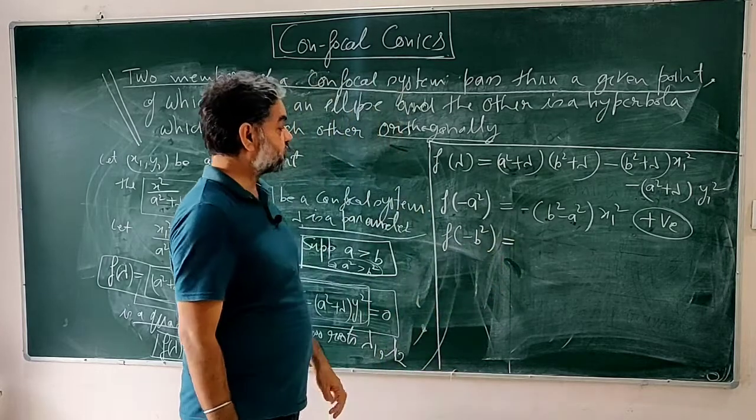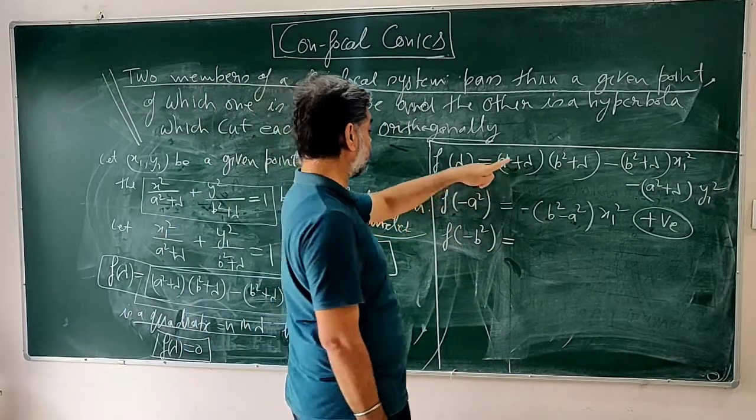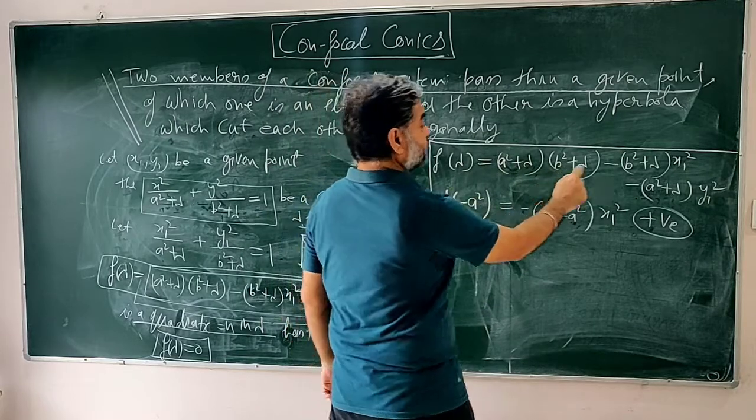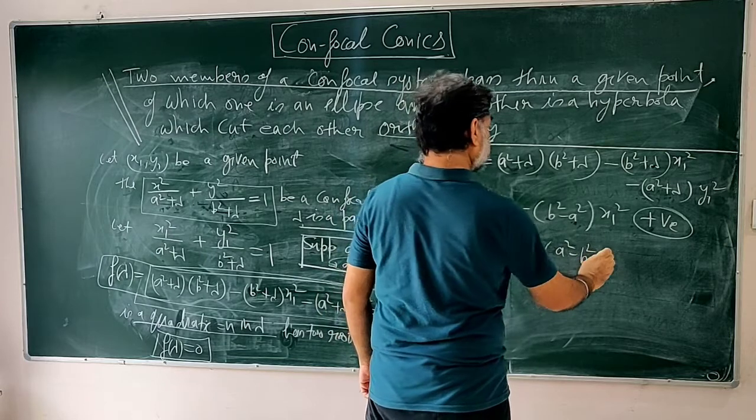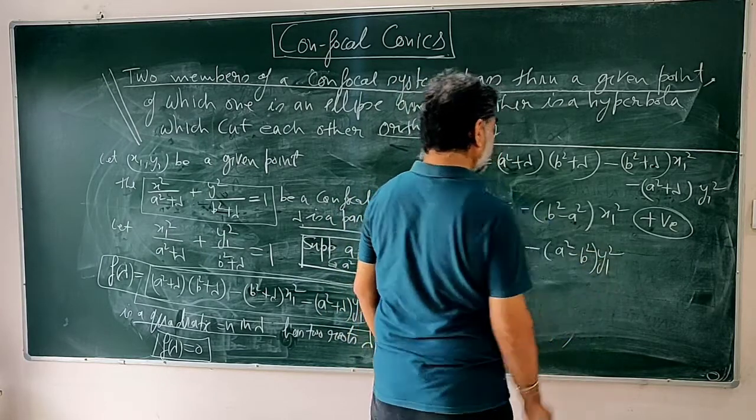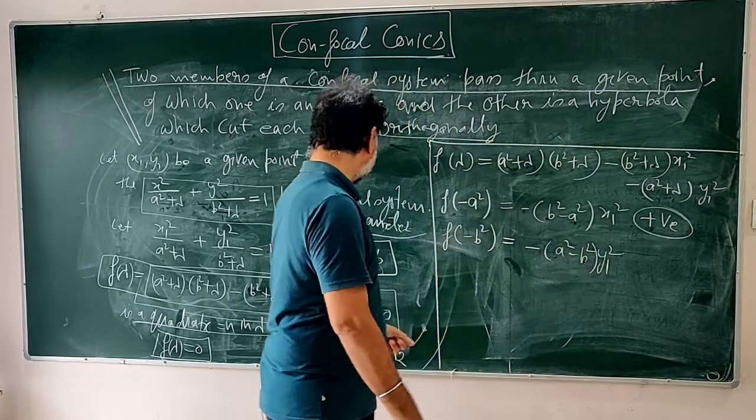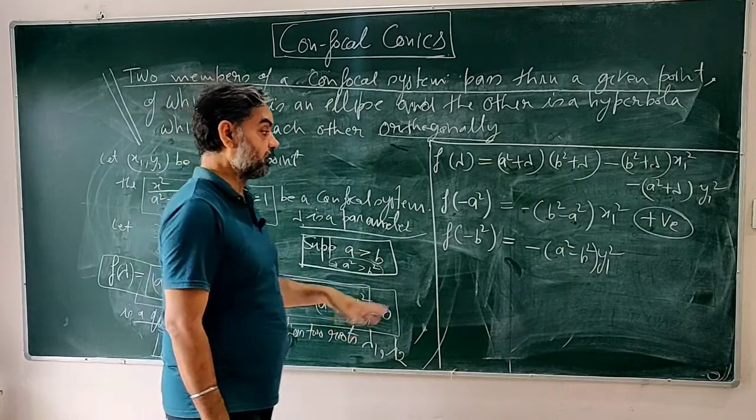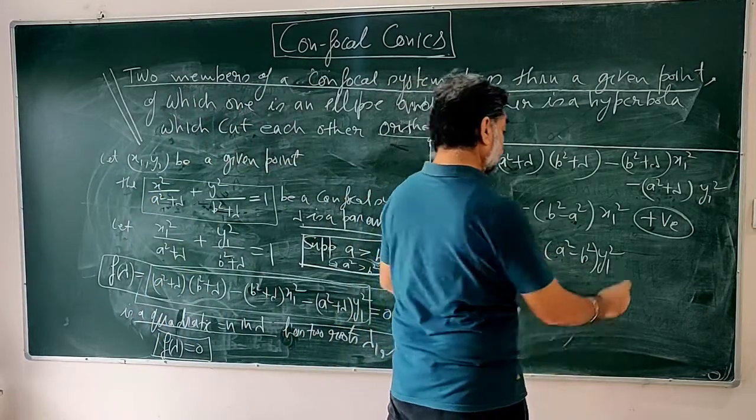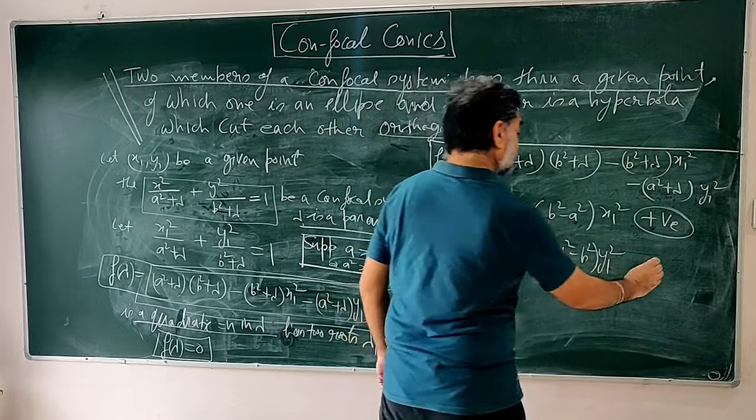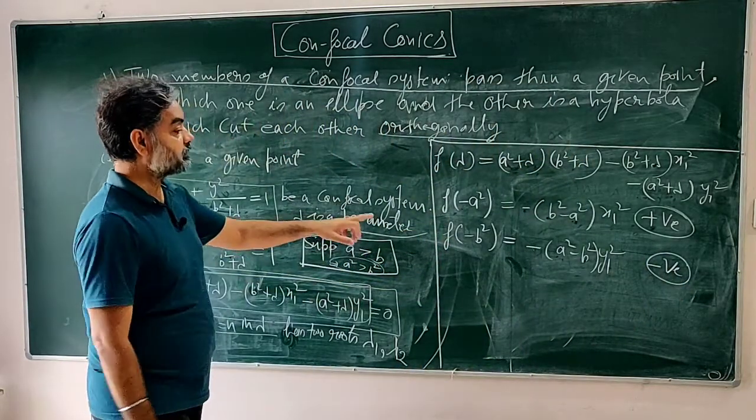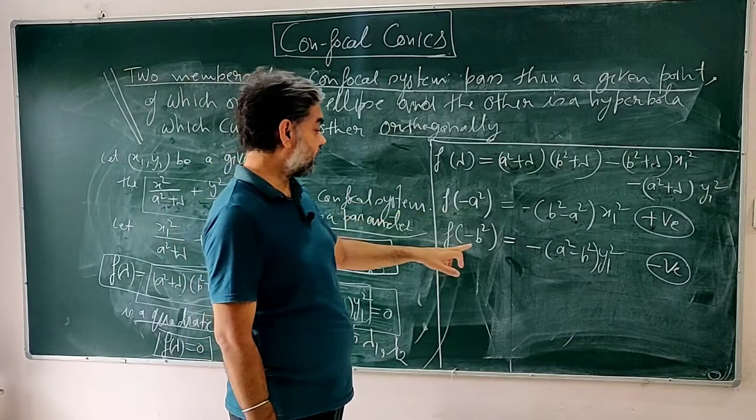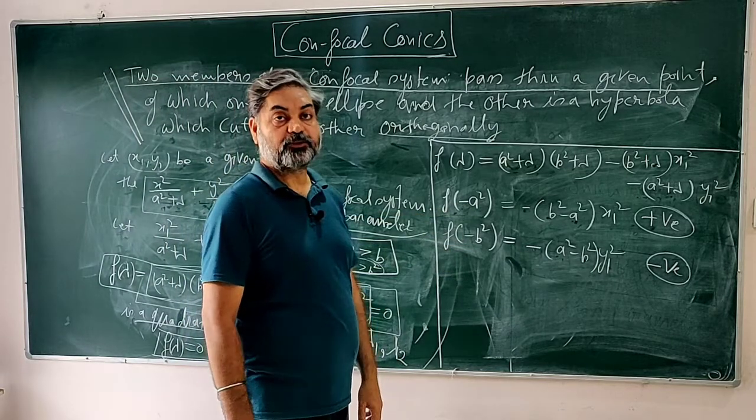And what is f of minus b square? If you put lambda equal to minus b square, this would be 0, and this would be minus (a square minus b square) y1 square. And since a square is bigger than b square, we are supposing that a is bigger than b, this would be positive, and with the negative sign, this would be negative. So f lambda is positive at minus a square and negative at minus b square.